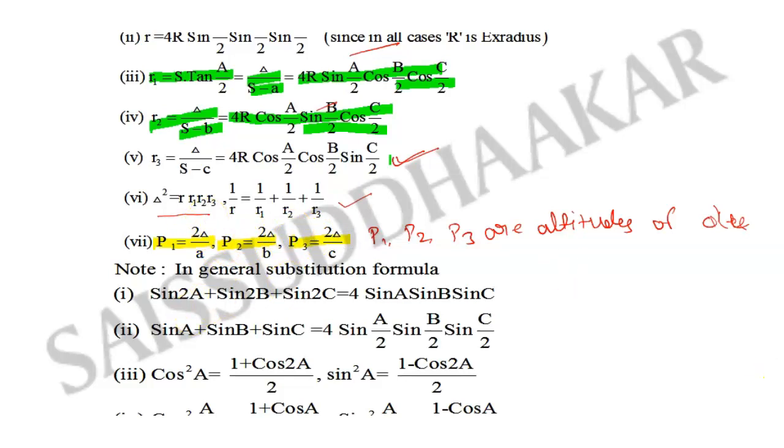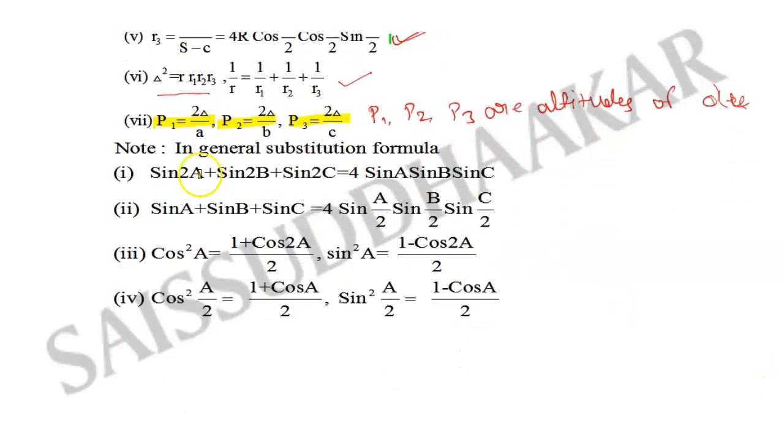In general, we can substitute in properties of triangles. These are the most important consequences here. First consequence: sin 2A plus sin 2B plus sin 2C is equal to 4 sin A sin B sin C. And the submultiple for this: sin A plus sin B plus sin C is equal to 4 cos A by 2 cos B by 2 cos C by 2.